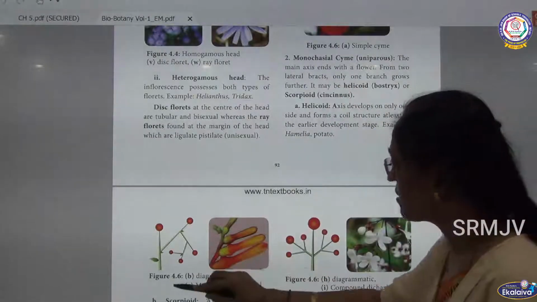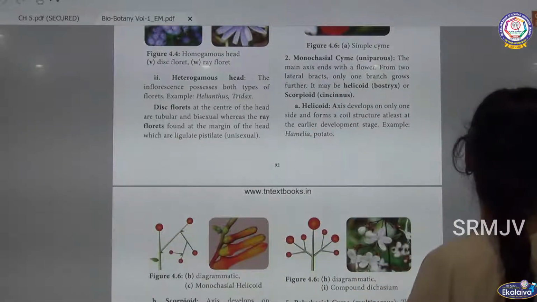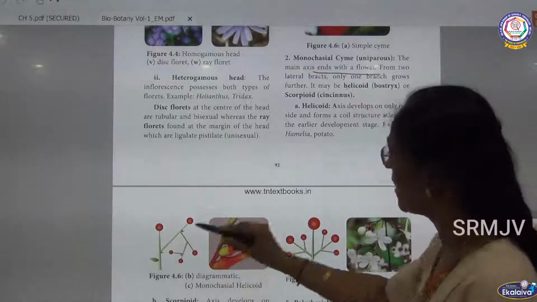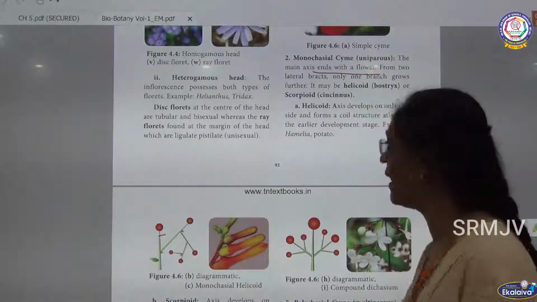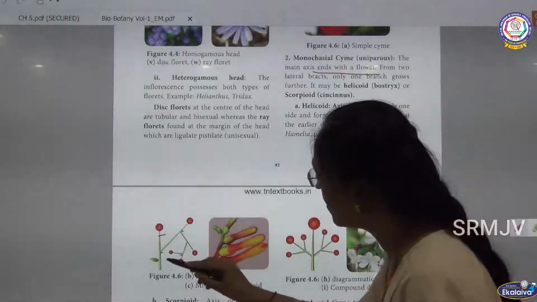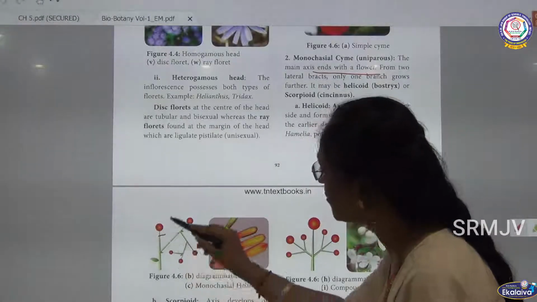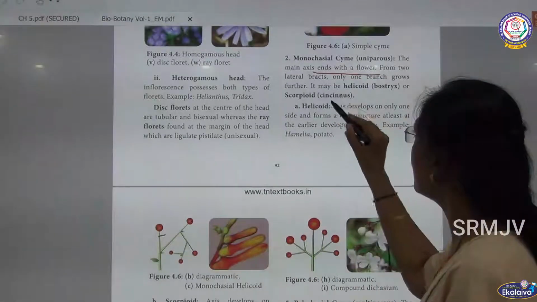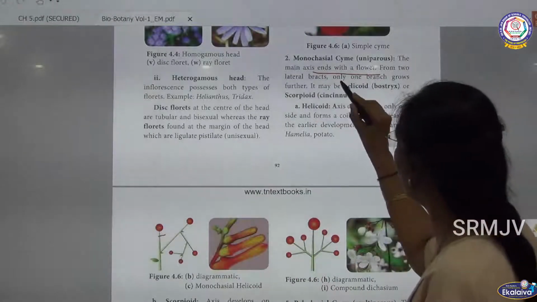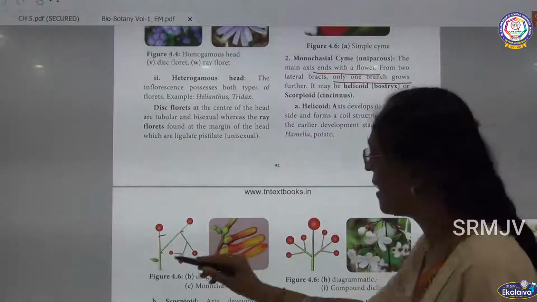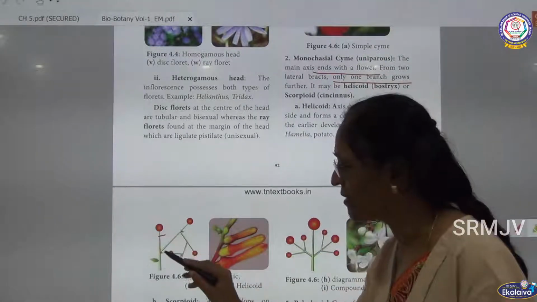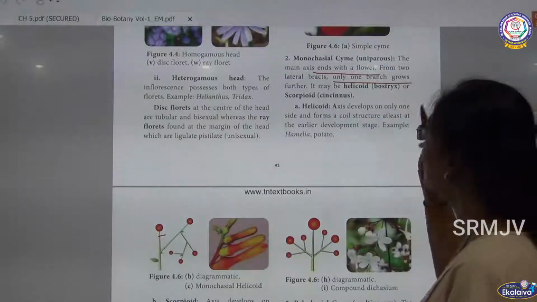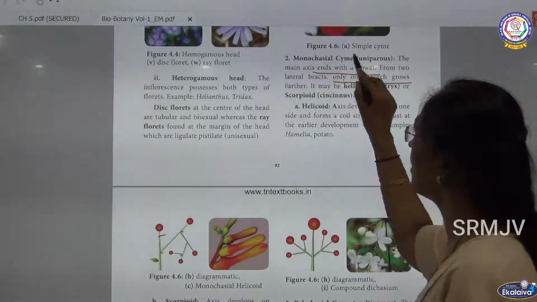What is monochasial? This is a picture of a monochasial cyme. In this monochasial cyme, the main axis ends with a flower. And from these two lateral bracts, this is the bract from which the flower is born. Here, from two lateral bracts, only one branch grows further. You don't find growth on either side, only on one side. Such a kind you call a monochasial cyme.